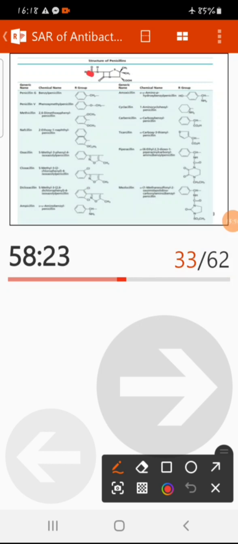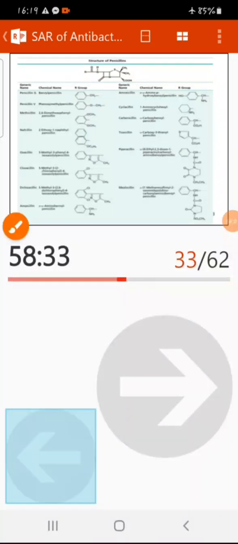Look, here the alpha carbon is this carbon. Starting from that carbon, for this molecule, this is the alpha carbon. For this compound, this is the alpha carbon, and likewise for each of the other compounds shown.